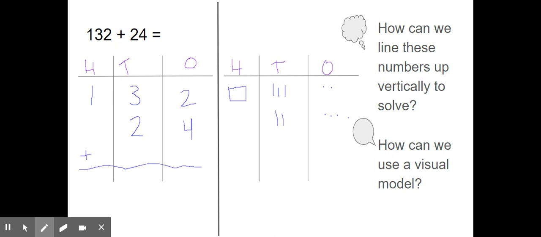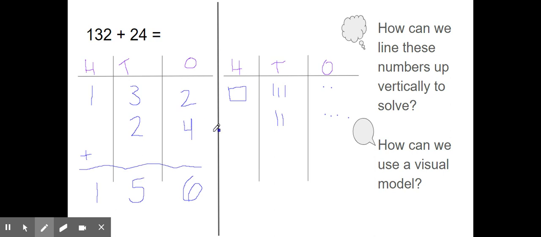Let's start with our vertical equation. 2 plus 4 is 6. 3 plus 2 is 5. And 1 plus 0 is 1. 156. Let's see if we get the same answer in our place value chart.